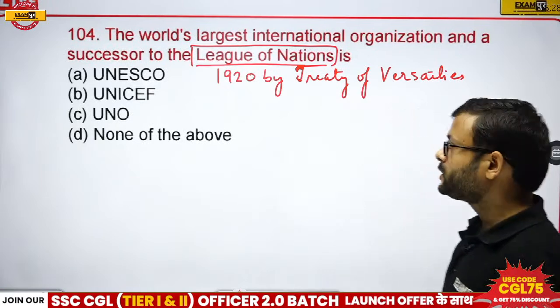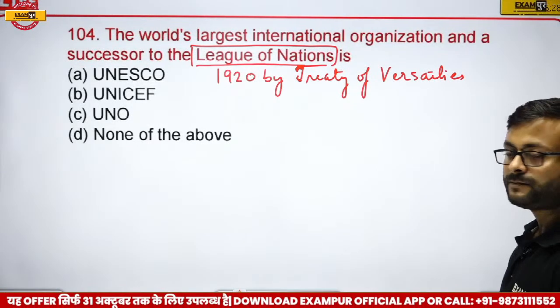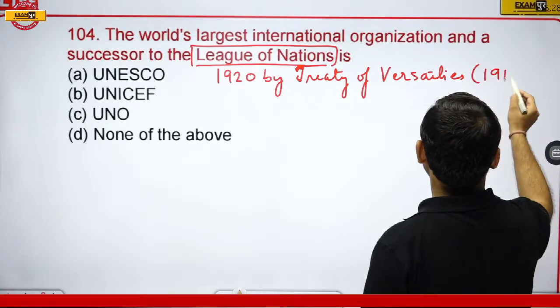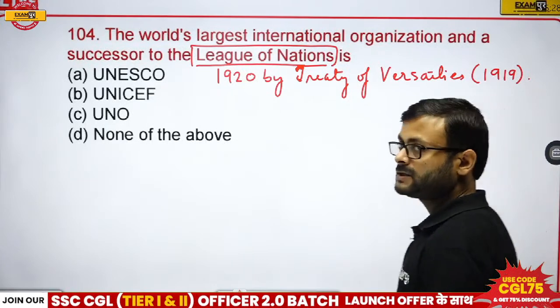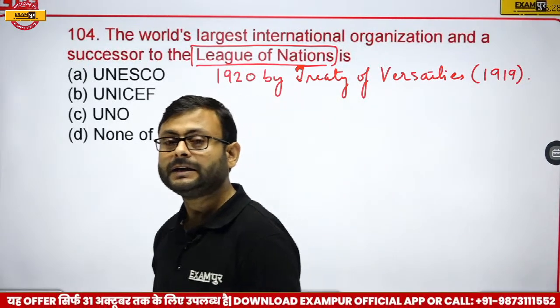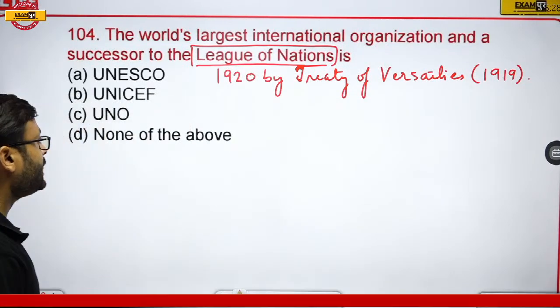Okay, so the League of Nations was established in 1920 by the Treaty of Versailles. We have discussed that the Treaty of Versailles was signed in 1919 after the First World War. The League of Nations was disbanded in 1946.